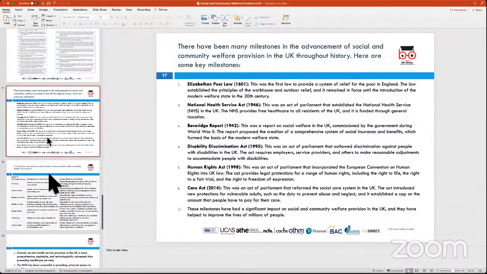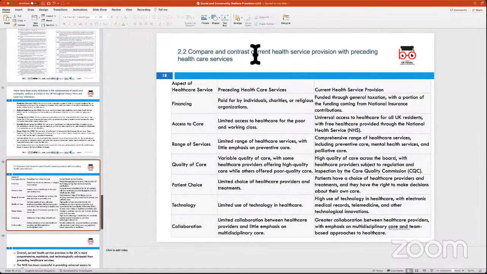Now, the second assessment criteria talks about comparing and contrasting the current healthcare provision and services, and what these services were prior to the creation of community and welfare services. We have seen that community welfare has been introduced as a part of health and social care services in the UK, slowly and gradually after 2006. Now, if we are to compare and contrast, what I mean by that is, how was it before 2006? That is what you need to put in terms of a table here.